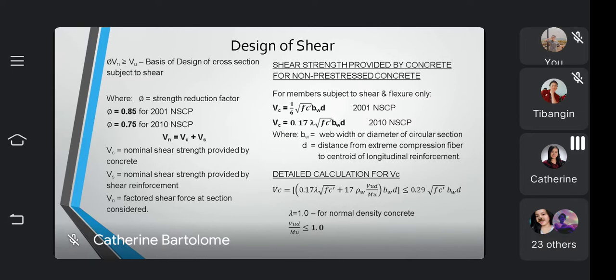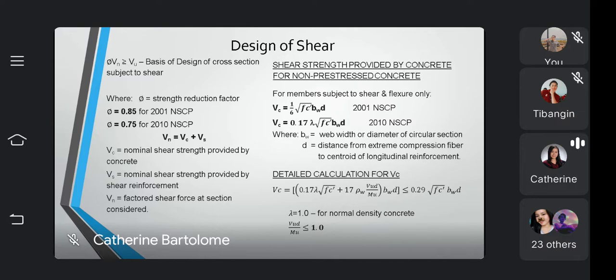But take note that the nominal shear strength Vn is composed of the nominal shear strength provided by the concrete, which is Vc, and the nominal shear strength provided by the shear reinforcement, represented by Vs. The notations are easy to remember: Vc for concrete, Vs for the stirrups or the shear reinforcement.